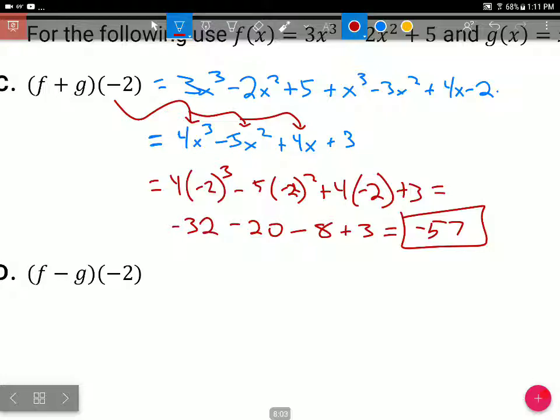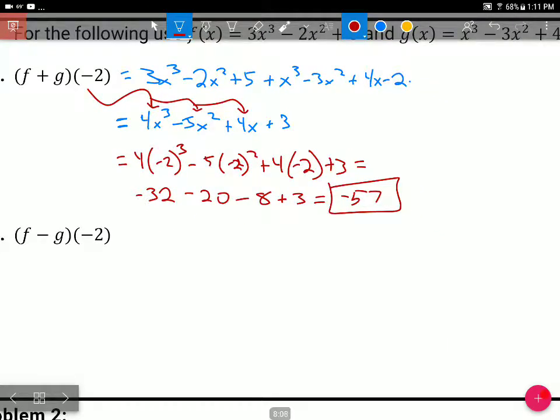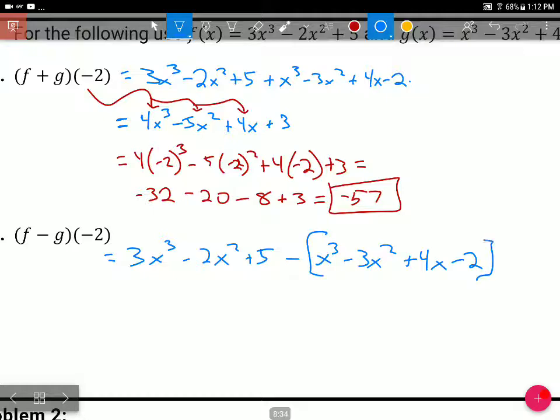Letter D. How is letter D different than letter C? You subtract. So let's do this one together real quick. We won't finish it all the way, but we'll at least get it started. So it's the same thing to start with. 3x cubed minus 2x squared plus 5 minus x cubed minus 3x squared plus 4x minus 2. Just like that. Right? Yes. We are subtracting the whole thing, not just the first term.